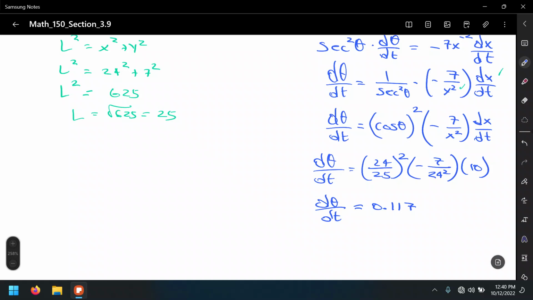Units for angle. How about radians per minute? I got something else on the calculator. You got something else? Oh, actually it should be, no, that's fine. It should be, it's actually negative right here, right?